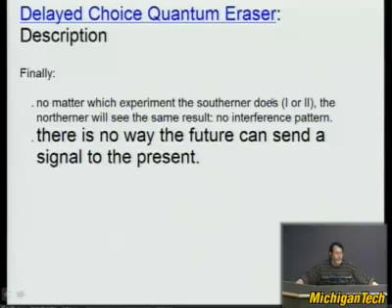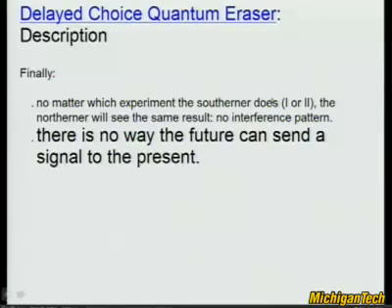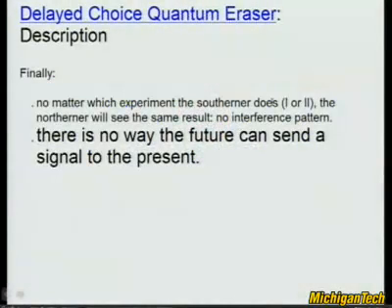The southerner can show up years later and say, I know which slit this photon went through, or I know that this photon went through both slits. And they would be right. But that would be later. There is no way the future can send a signal to the present, at least not with this experiment, at least so far as we can tell with quantum mechanics.